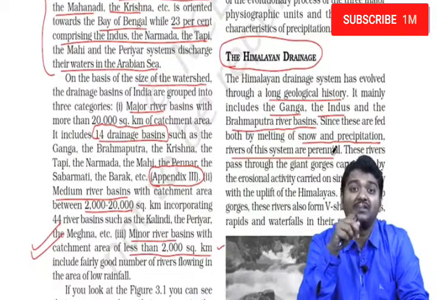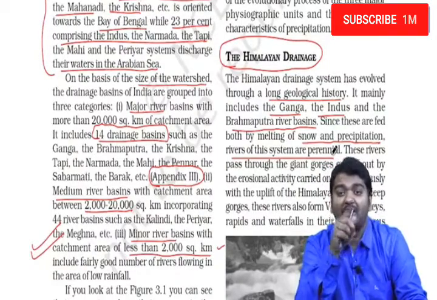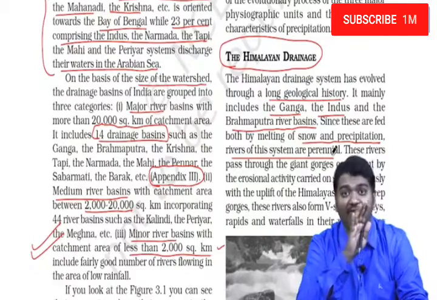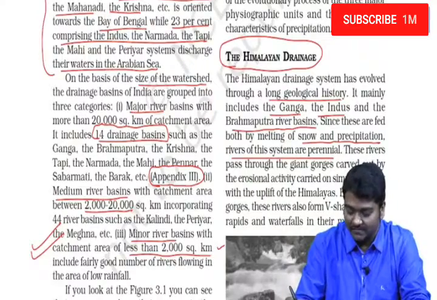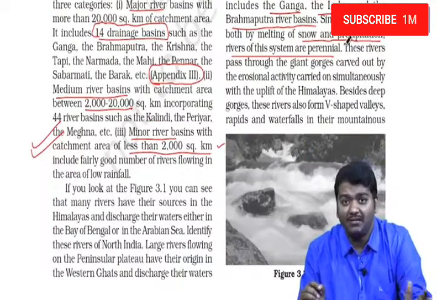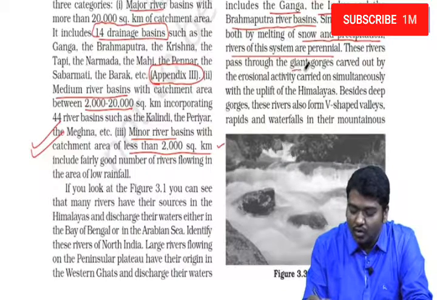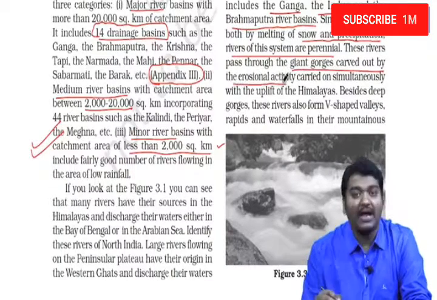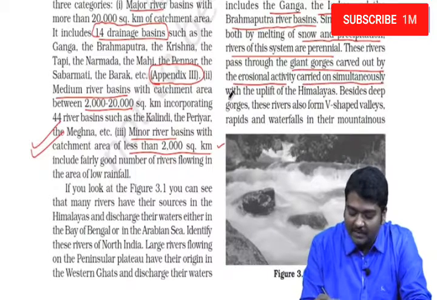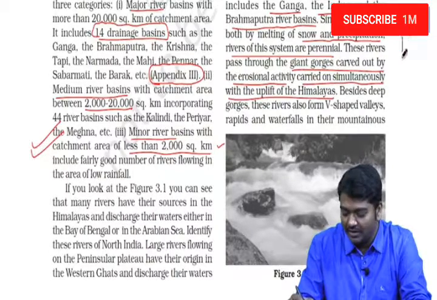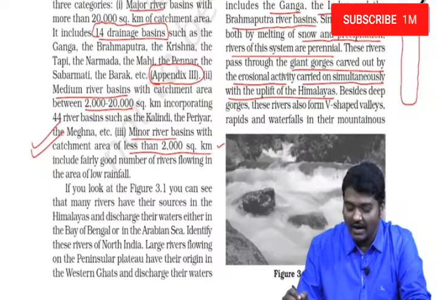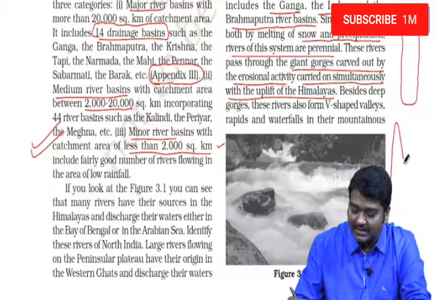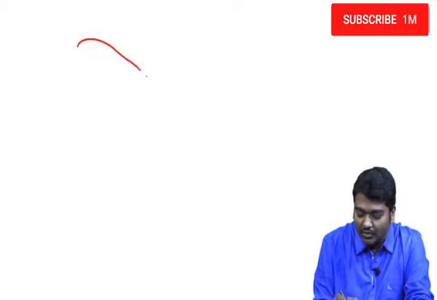And you know that western disturbances usually bring rainfall to the northwestern parts of India in winter, and they also give snow cover to the Himalayas. Very, very important for us. Now, the Himalayan rivers pass through gorges carved out by the erosional activity carried on simultaneously with the uplift of the Himalayas. I have already shown you that in between mountains, gorges look something similar to this. And here what is happening? The Himalayas, I told you, there was some uplift, right? Rivers earlier used to flow like this.